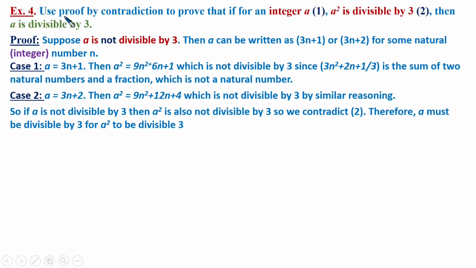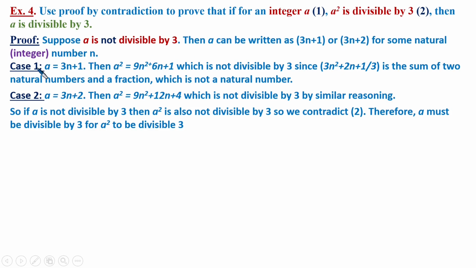Now exercise 4. Use proof by contradiction to prove that if for an integer A, this is condition 1, A square is divisible by 3, and if this is true, then A is divisible by 3. So how do you prove this by contradiction? I take the opposite, that A is not divisible by 3. Then I know that A should be written as either 3n plus 1 or 3n plus 2. If it's 3n plus 3, then it is divisible by 3, because 3 you can take out common.